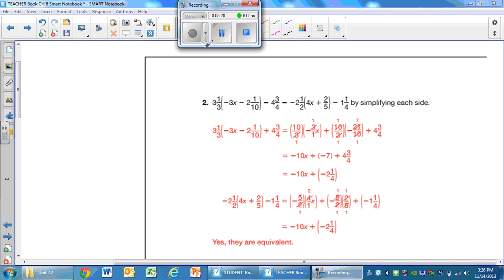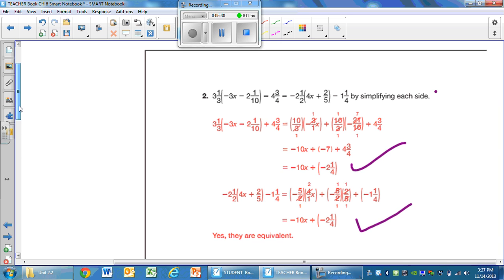All right, here we have number 2, and I say yes, they are equivalent. I didn't give you an x, all I did was simplify, so they both equal negative 10x plus negative 2 1/4. So they're equivalent, and then I still didn't give you an x. You could put like a 1 in there or a 3 and just test it out. You'll get the same answer since it's the same equation.